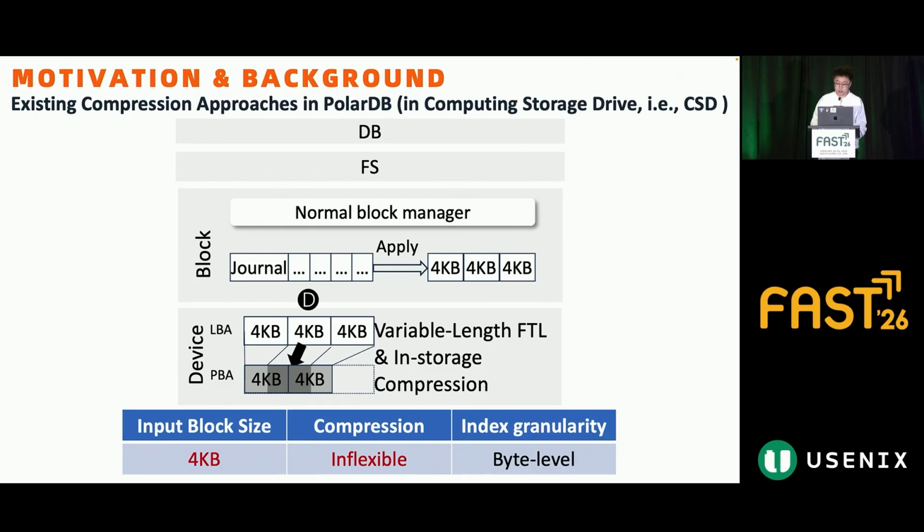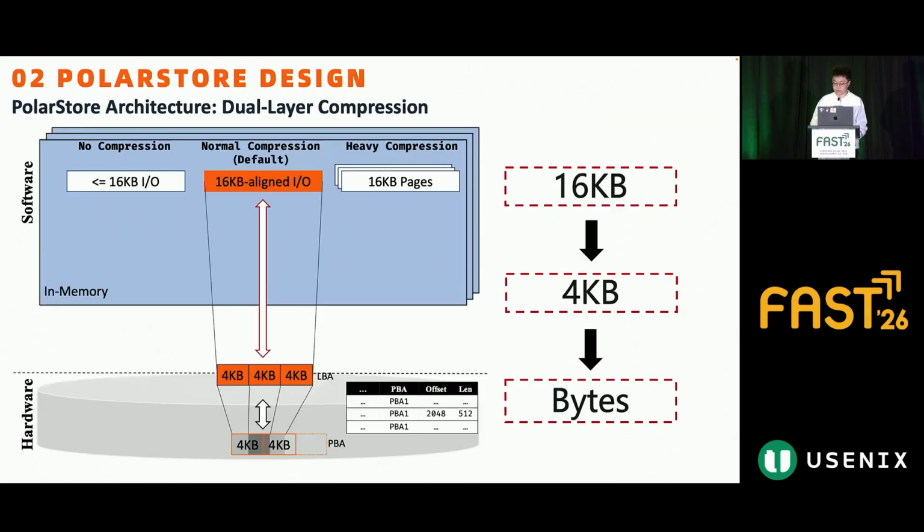The second approach uses computational storage drives, or CSD. CSD compresses a 4 kilobyte input block and uses byte level indexing handled by the variable length FTL. It achieves excellent space efficiency with zero software overhead. However, the input size is fixed at 4 kilobytes, and the compression algorithm is not flexible. Therefore, neither approach can break the trade-off.